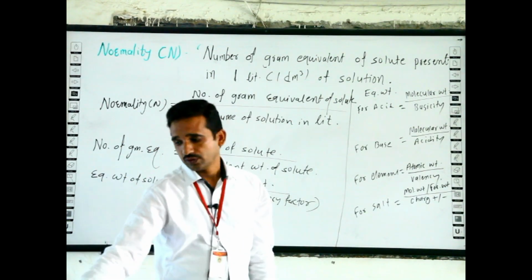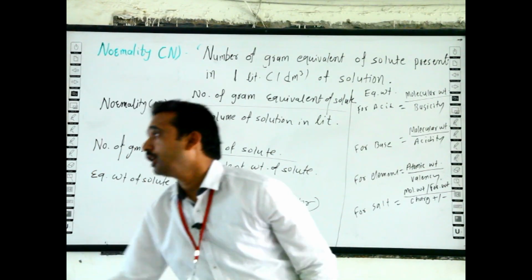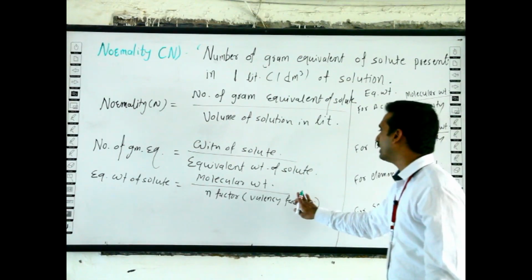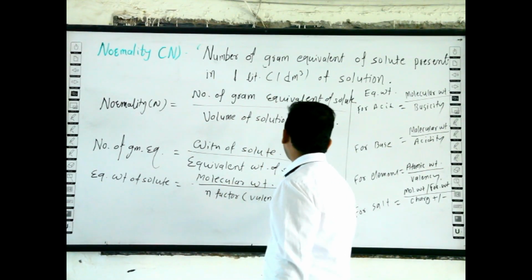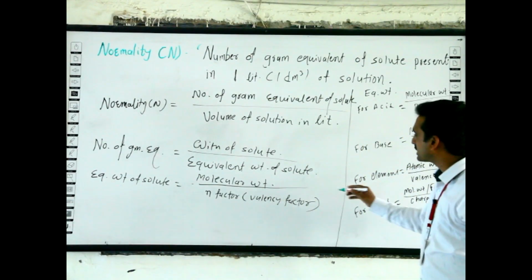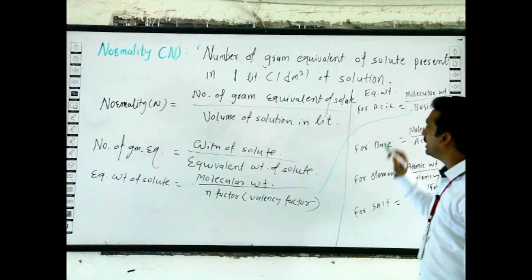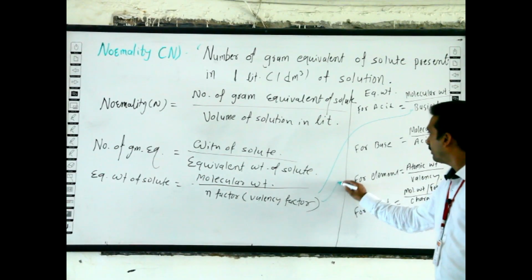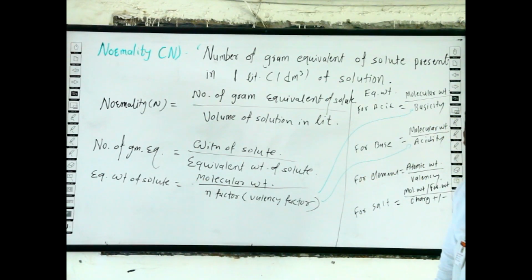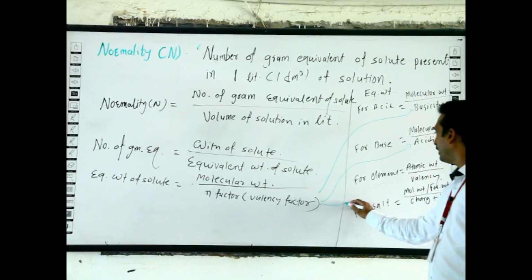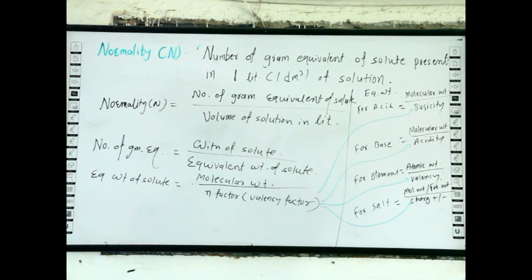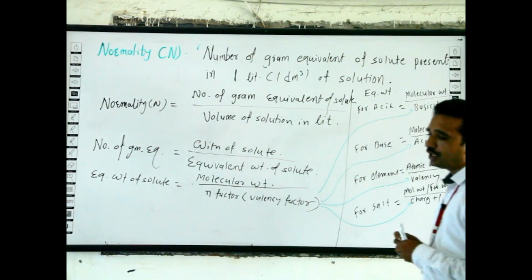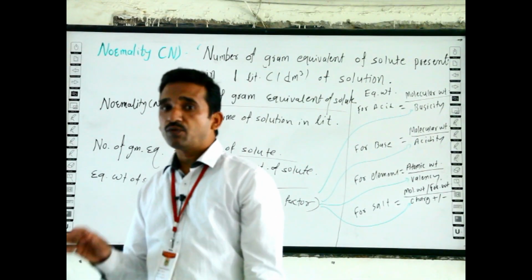which is different for different cases. N factor or valency factor is different for all of these cases. For acid, this factor is basicity. For base, the factor is acidity. For element, the factor is valency. And for salt, the factor will be the charge. Here we will solve some examples.